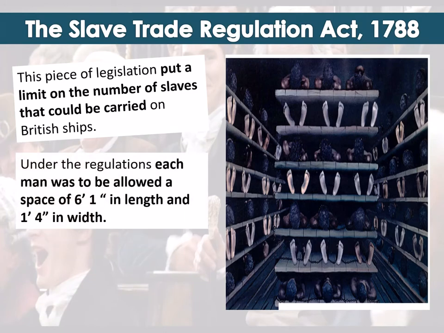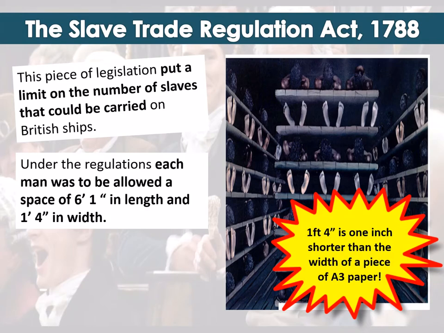Now this act in 1788 said that each man was allowed to have a space of 6 foot 1 inch in length and 1 foot 4 inch in width. Now 1 foot 4 inch in width is only 1 inch shorter than the width of a piece of A3 paper, so they're still very tightly packed in.